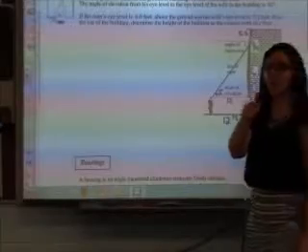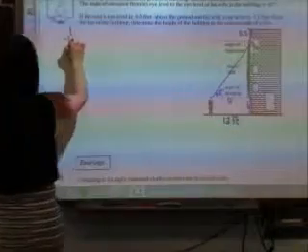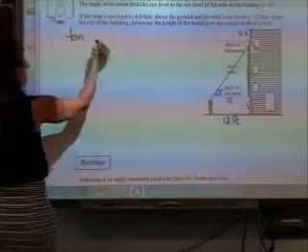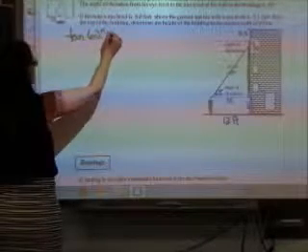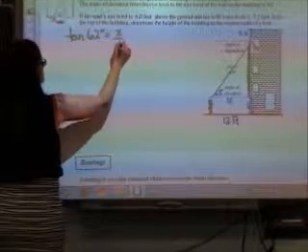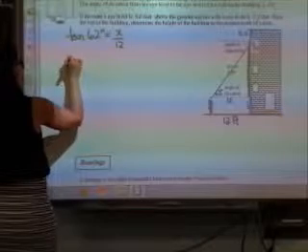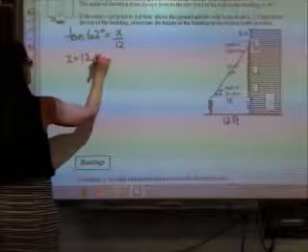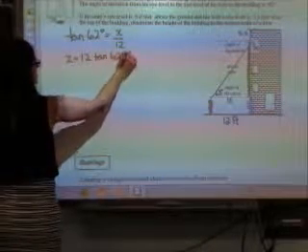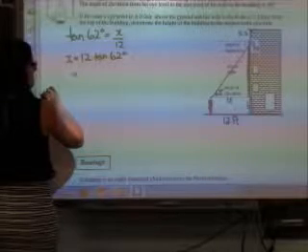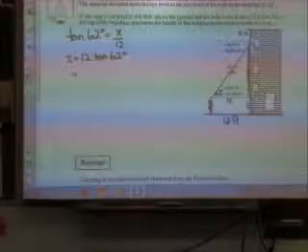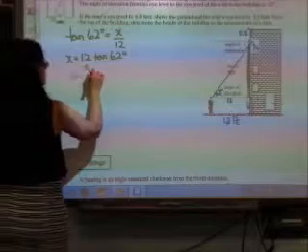And you guys were telling me I would use tan. So tan 62 equals x over 12. So to solve this one, it's multiplication. And what do I get? To the nearest tenth, 22.6 feet.